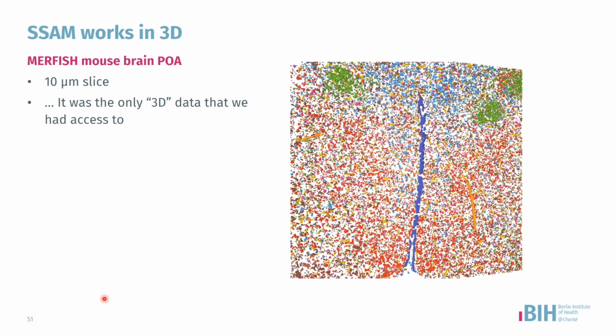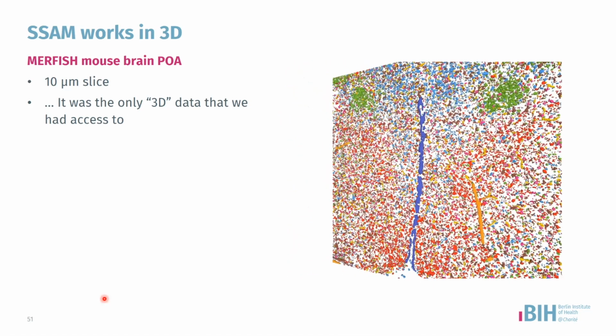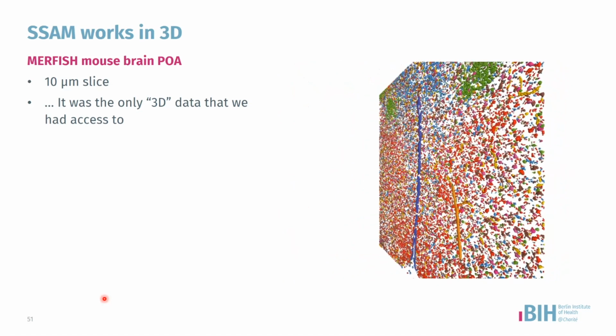So in this turntable video, you can see 3D reconstruction of the mouse brain profiled using MERFISH. Unfortunately, the best we could do in terms of 3D was a 10 micrometer slice because it's the only data we had available. But if you look closely, you can see that there are certain clear cell features that can be reconstructed.